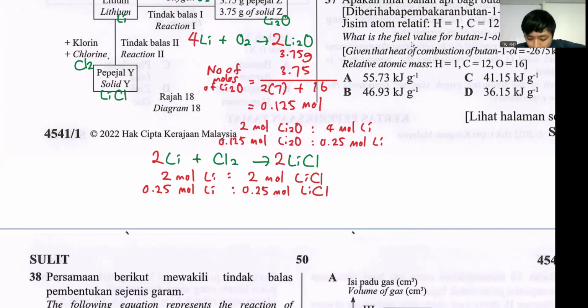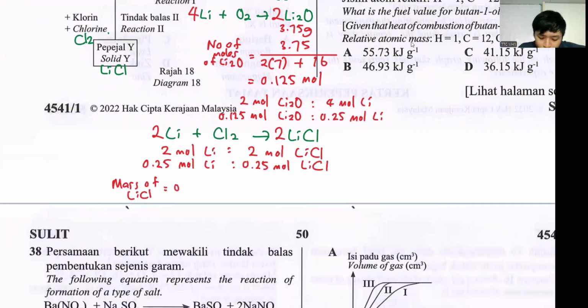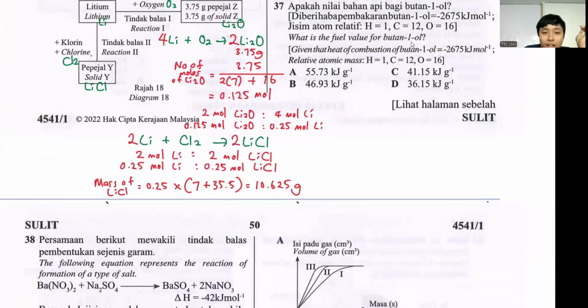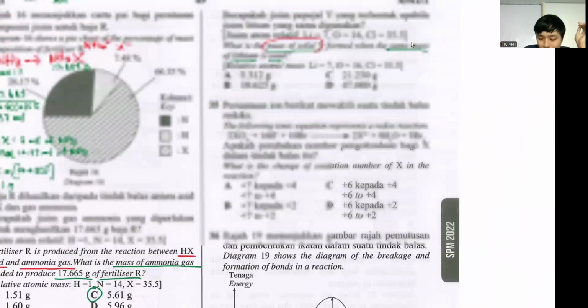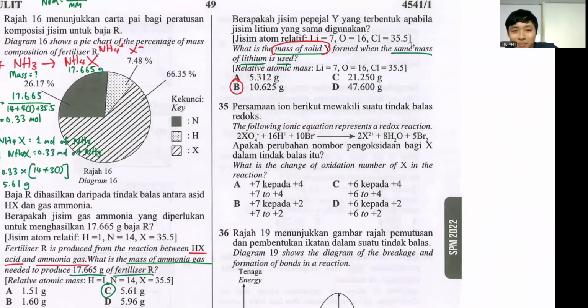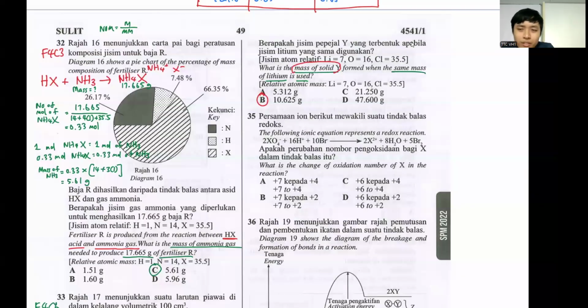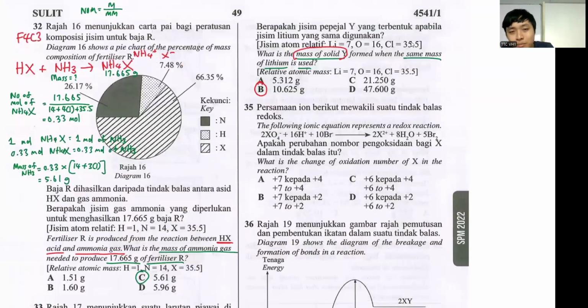Okay, so the mass of lithium chloride is 0.25 multiply lithium is 7, chlorine is 35.5. It means the number of mole multiply the molar mass. Easily you get 10.0625 gram. The answer is B. Yeah, this one takes a bit of time. I don't think it needs 10 minutes, but 5 minutes. I say 5 minutes.